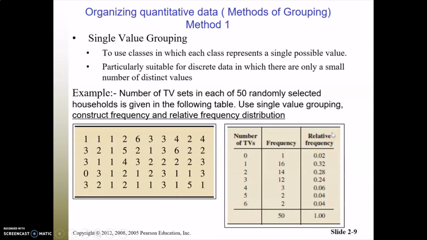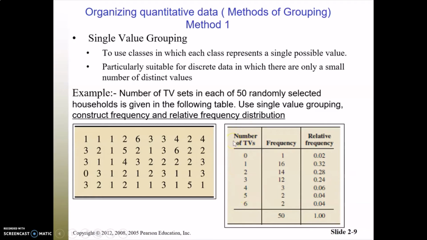So that's how you make a frequency and a relative frequency distribution by using single value grouping. And this single value grouping is useful when you have discrete values and a smaller number of values, not a large number of values. Let's say you have 20 distinct values, and it won't be possible for you to make a column like here of 20 values. That won't be a good idea.